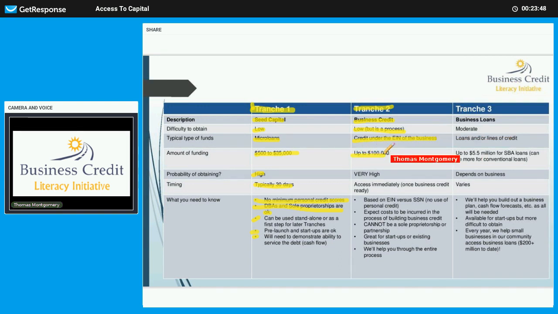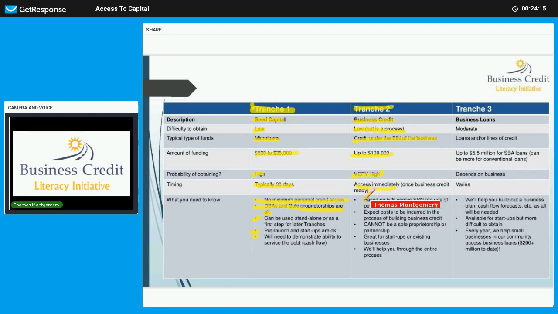There's really no max. We say 100,000. It could certainly be more. Probability, I mean, it's essentially certain if you just follow the process, but we'll call it very high. Timing, it starts right away. Now, again, it's a process, but within 24 hours, once your business is credit ready, which we help you with, you're going to immediately begin accessing business credit. So it is actually the fastest source of capital.